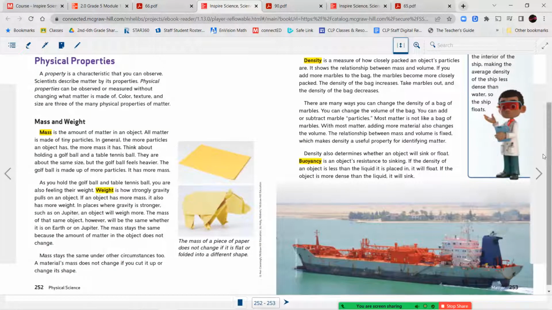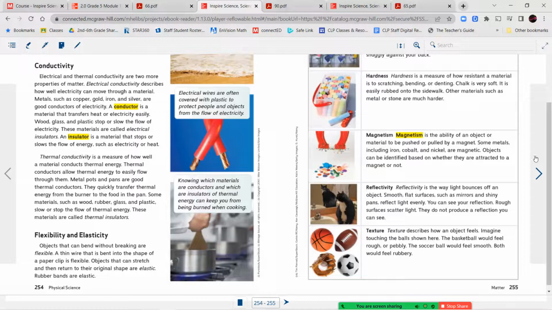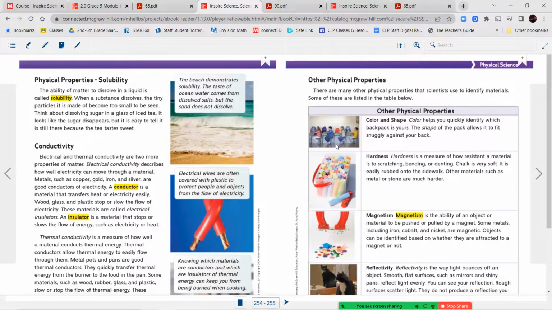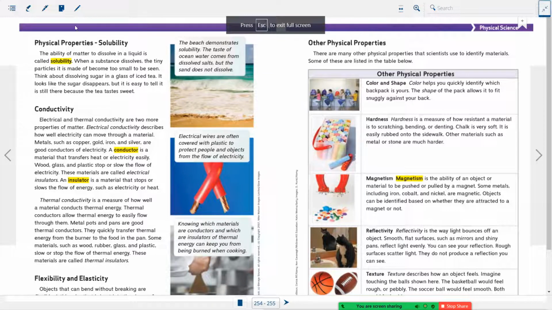So let's go ahead and flip our pages here. So physical properties. All right, physical properties, solubility. The amount of matter to dissolve in a liquid is called solubility. When a substance dissolves, the tiny particles it's made of become too small to be seen. Think about dissolving sugar in a glass of iced tea. It looks like the sugar disappears, but it's easy to tell it's there because the tea tastes sweet.